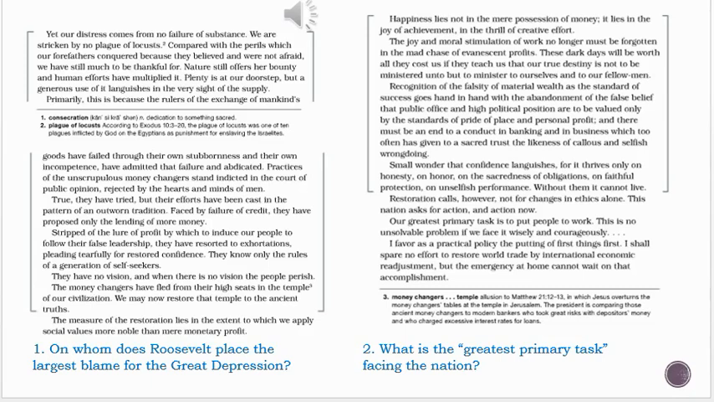By the end of reading these two columns, you should be able to answer, on whom does Roosevelt place the largest blame for the Great Depression? And what is the, quote, greatest primary task facing the nation? And again, because greatest primary task is in quotations, you can look for those clue words to help you answer that question. You may pause the video and do slide 2.